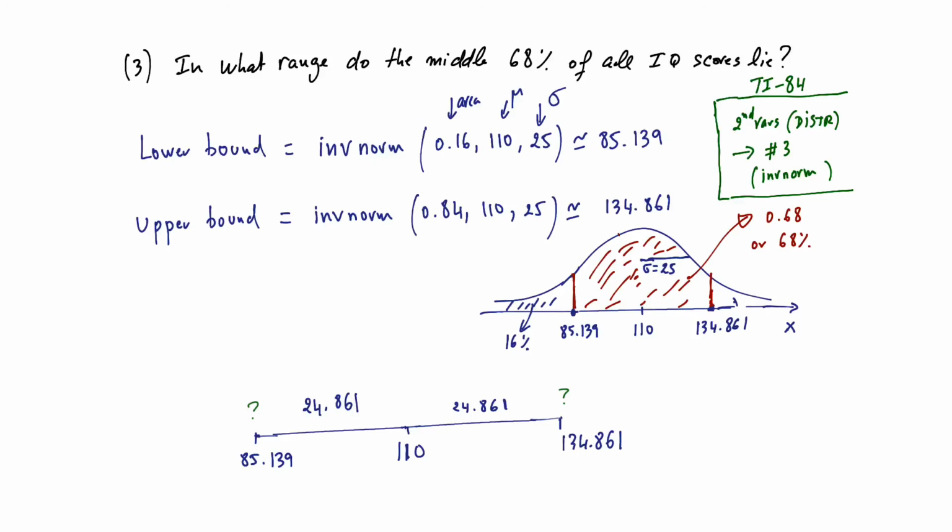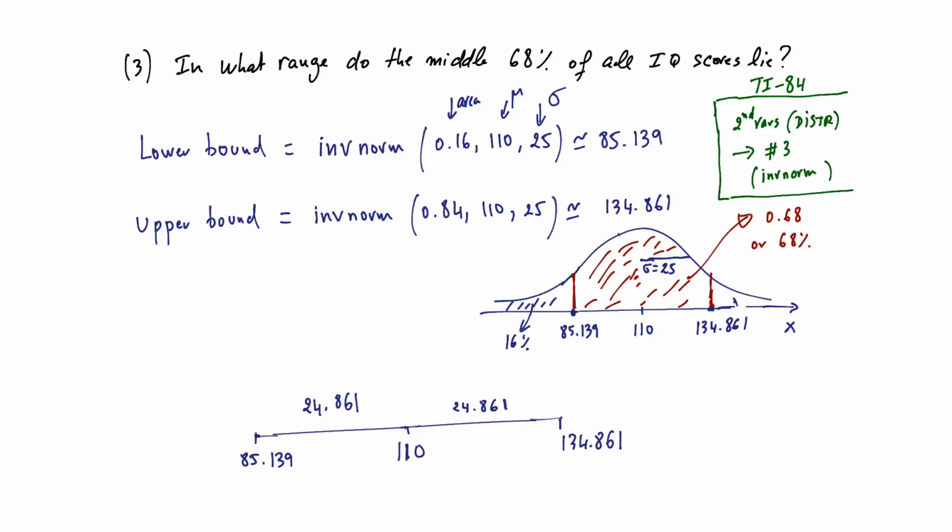Conversely, let's say you only found the upper bound, which is 134.861. We know the distance between 110 and 134.861 by doing this minus that. Then you subtract this distance again, 110 minus 24.861, and that should give you 85.139. You don't have to use this method. In fact, it's probably longer. But it's important that you do both to get your interval.